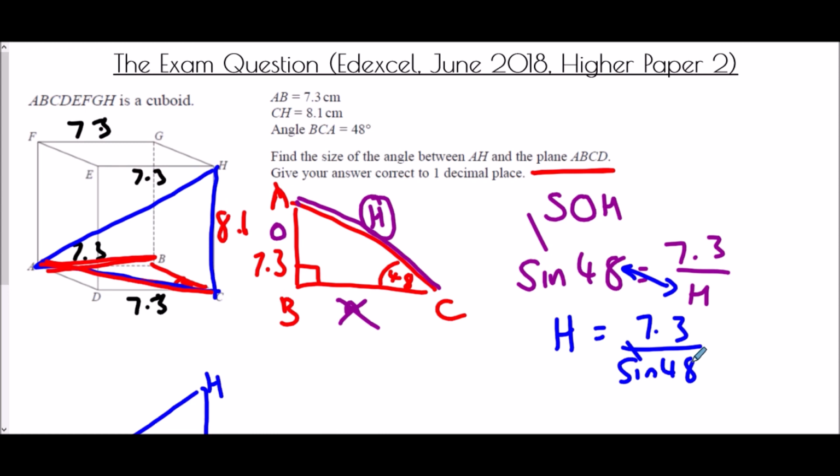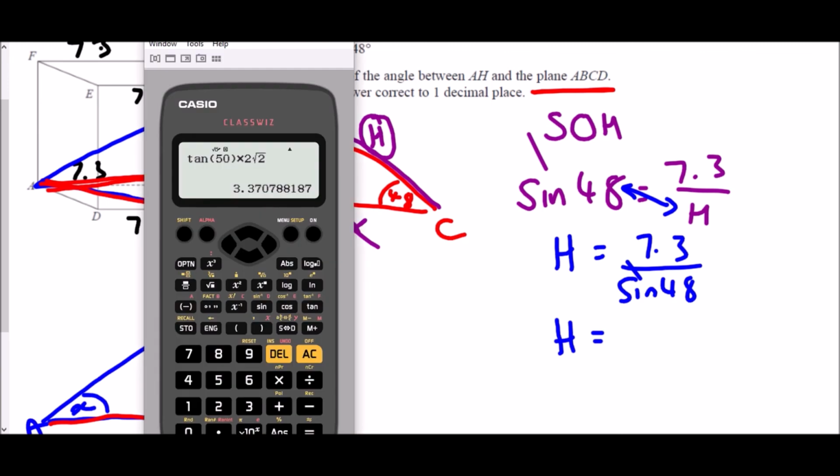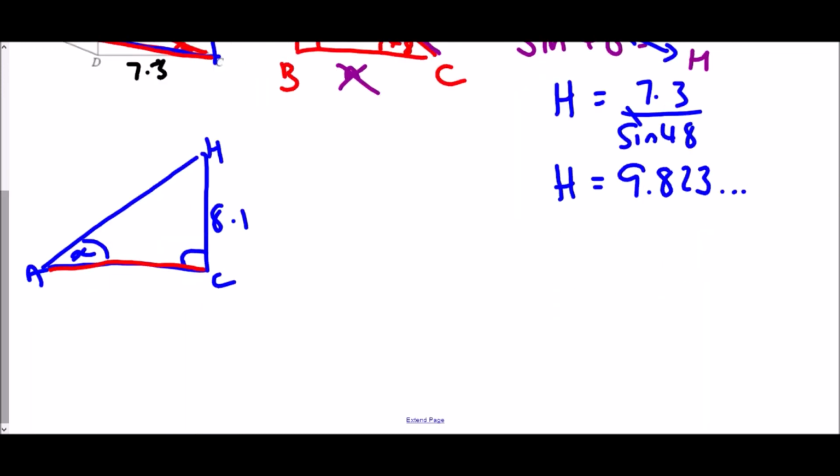And so H, the hypotenuse in this case, is, let's grab the calculator, 7.3 divided by sine 48. That is 9.823. I'm going to put a little dot dot dot because it does go on for a little bit longer, but that is going to be used in this diagram. So 9.823. I need to find X, so I now need to go through trigonometry again.